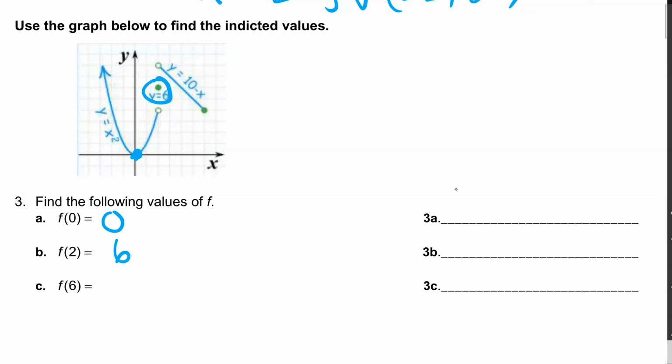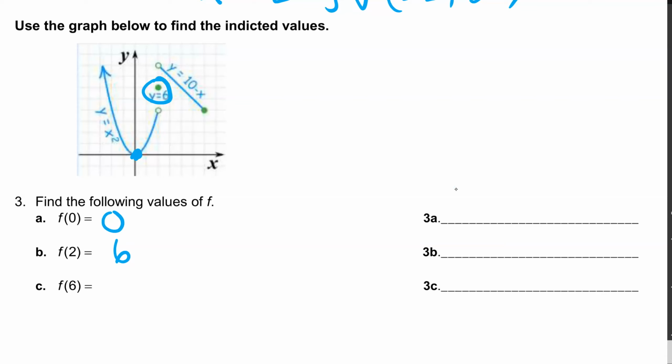6. That's a tricky part because I have an open circle. You have to find where it's closed. If I did not have that closed circle right there, it would be undefined. If there was not a closed circle, the function is undefined. If I don't have a limit, you say it doesn't exist. If you don't have a function value, you say it's undefined. So no function value, undefined. If you don't have a limit, you say it does not exist.